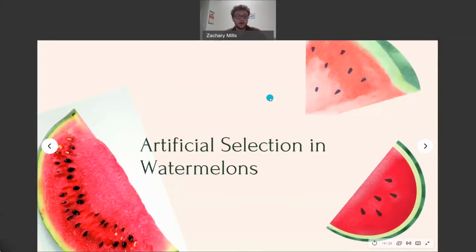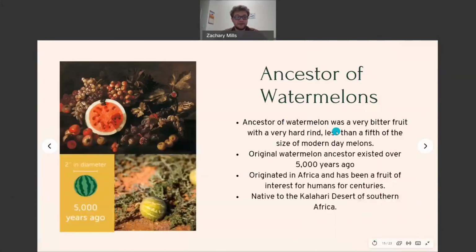One of our topics in the discussion of artificial selection will be the development of watermelon. The original ancestor of watermelons developed over 5,000 years ago in South Africa. These melons were very different from the ones today. They were a very bitter fruit with an extremely hard rind that had to be pried open with a pick and hammer. They were less than a fifth of the size of modern melons and were known for their ability to contain water.